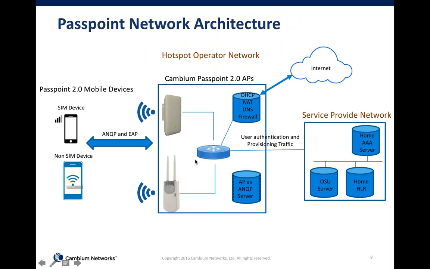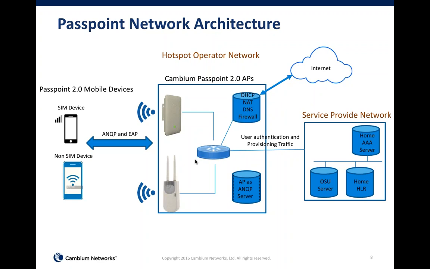Passpoint needs a pretty extensive network to make it happen. On the phone side, you need the newer devices. The iPhone 6 is capable of Passpoint 2.0, so is the Samsung Galaxy. Then you need an access point which can answer these messages, the ANQP and the EAP messages that we see on the left side of this frame. That's where the client device would query the access points.